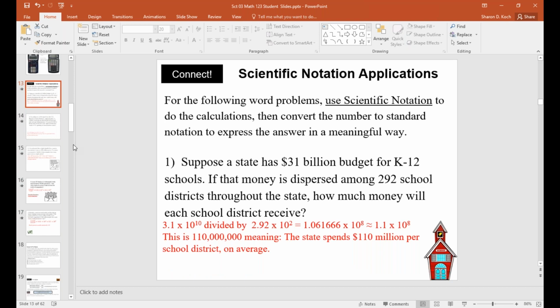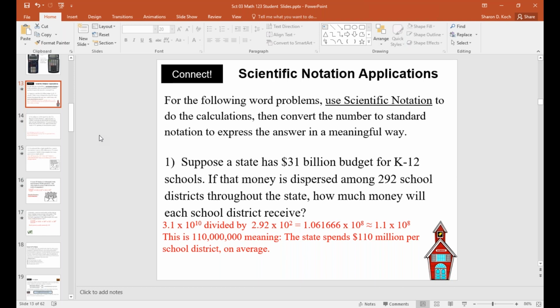Alrighty, so let's talk about some application problems using that. Okay, so here we go. Suppose that a state has a $31 million budget for the K through 12 schools. If that money is dispersed among 292 school districts, how much money will each of them get? So they're going to disperse it evenly. That's what they're saying, amongst the 292 school districts in the state.